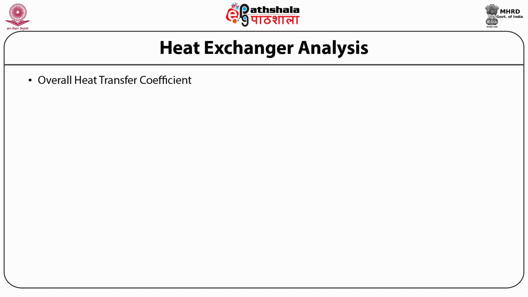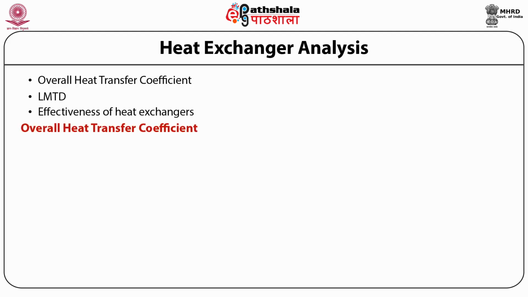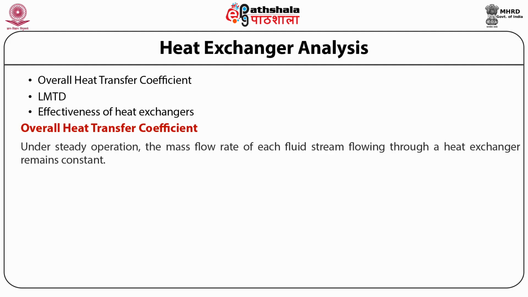One is the overall heat transfer coefficient, the second is LMTD, that is log mean temperature difference, and the third is the effectiveness of heat exchangers. Overall heat transfer coefficient. Let us discuss this. Under steady operation, the mass flow rate of each fluid stream flowing through a heat exchanger remains constant. So let us discuss the different regions. In the heat exchanger process, we have three regions.